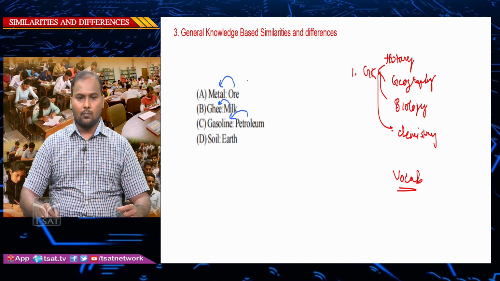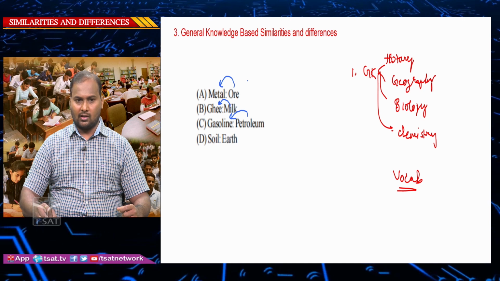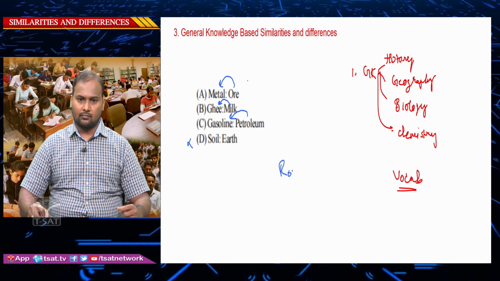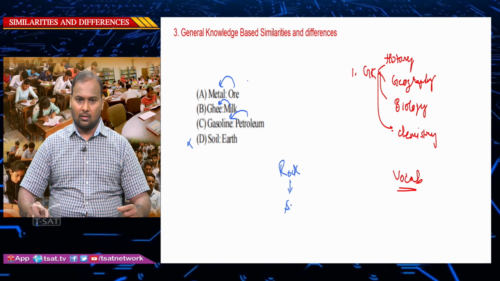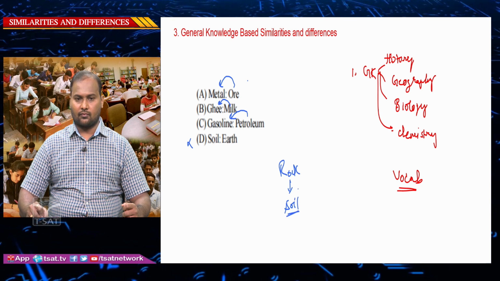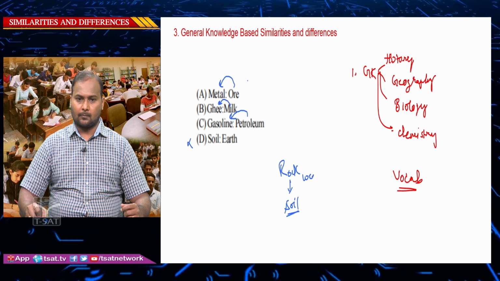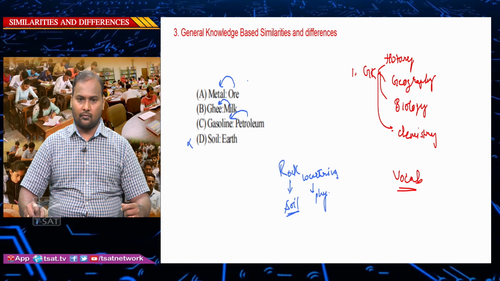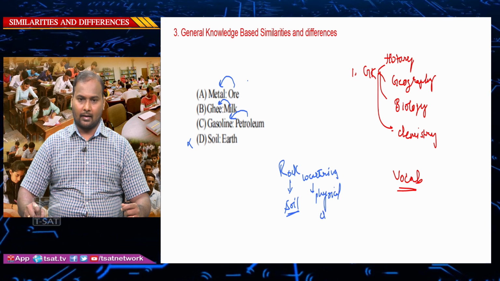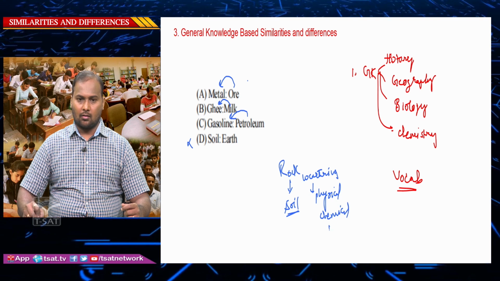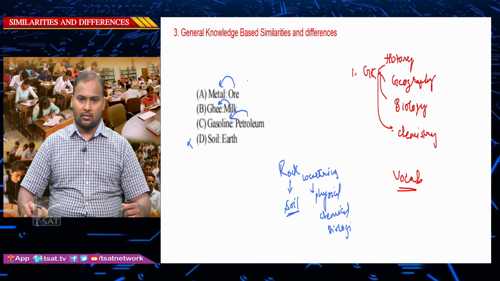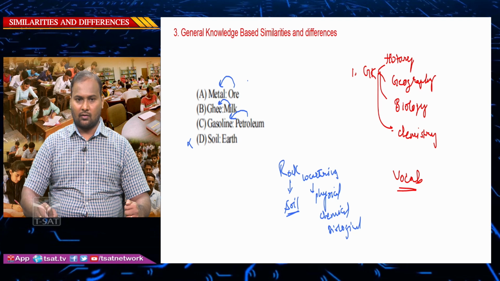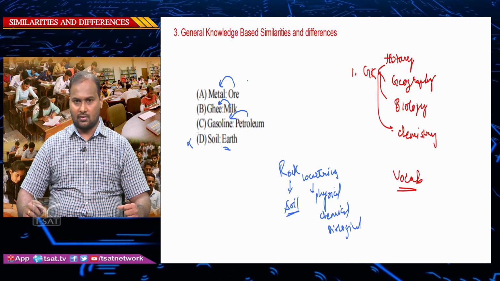And finally, soil and earth. Don't say that soil is derived from earth. That is wrong. Why? Because we know that soil is derived from rock, not earth. Whenever rock goes through weathering, this weathering may be physical weathering, chemical weathering or biological weathering. You go with any kind of weathering. So rocks undergo weathering and form what? Soil. It is not from the earth. So that is the reason option D is the wrong option.